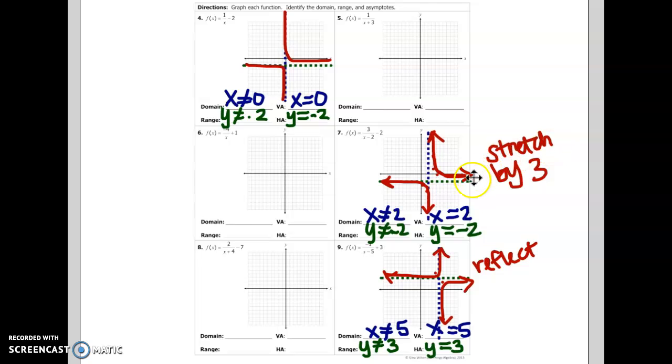Okay, I did a couple other functions here as well. Number 7, it looks like there's a shift right of 2, a downshift of 2, and then there's a stretch of 3. So I just kind of tried to keep track of that.